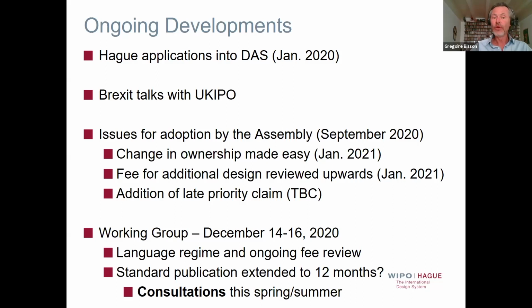There's also a proposal for a new provision that would allow an applicant to add a priority claim after filing the Hague application. This is based on a similar provision under the PCT, and it should come into force not on January 1st, but at a later date to be confirmed.